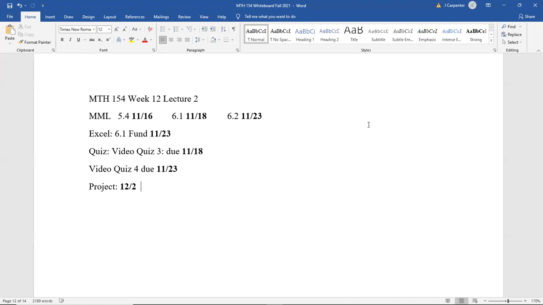And then the project, as a reminder, keep working on that. It's going to be due on December 2nd, so it's covering all of the month of November, and then you have to immediately turn around and submit it on the 2nd. And remember, you can have that Excel file essentially built already, and then just keep adding expenses, keep adding expenses, keep adding expenses as the month continues.